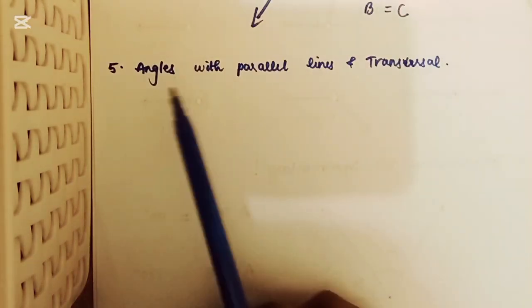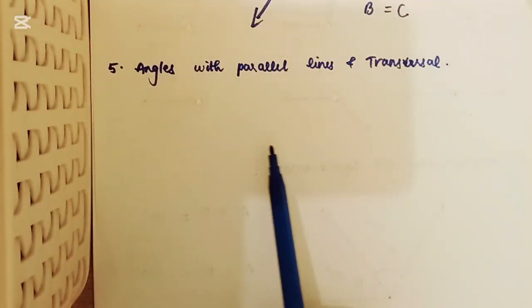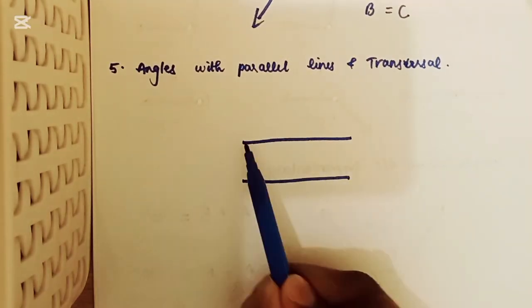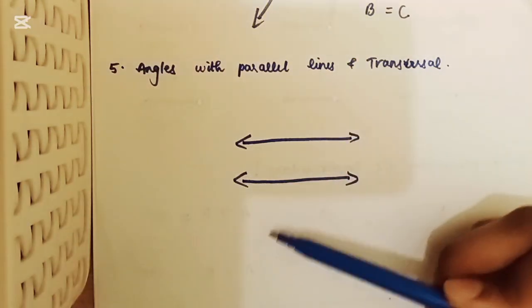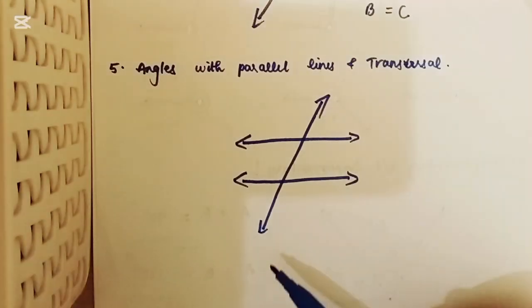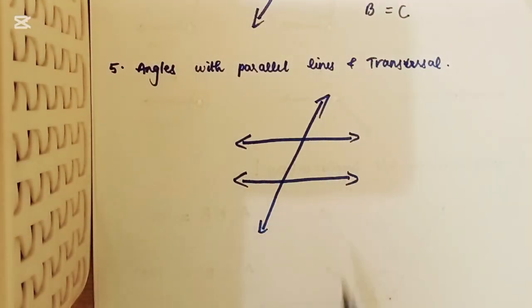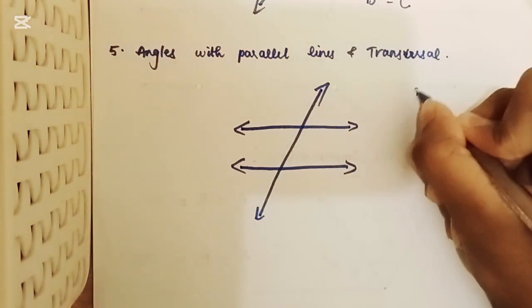Now, the next topic is angles with parallel lines and a transversal. So let's draw parallel lines. Now, any line that intersects both the parallel lines is what we call a transversal. So this is the transversal, while these are parallel lines. Now, with this concept, there are many angles, namely three.